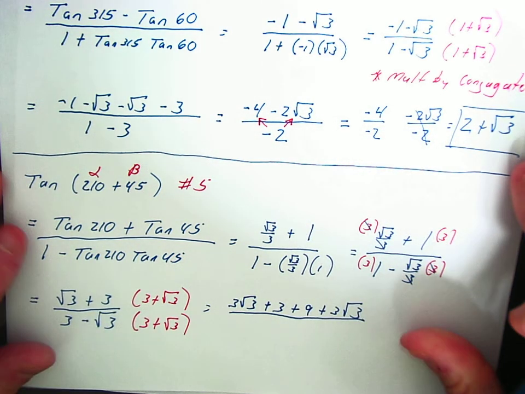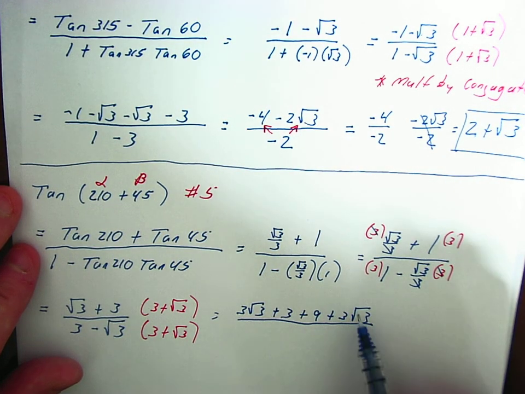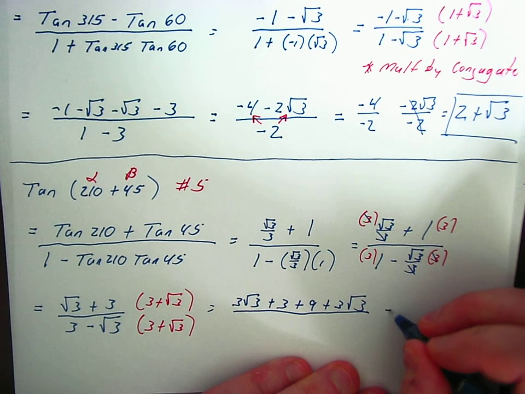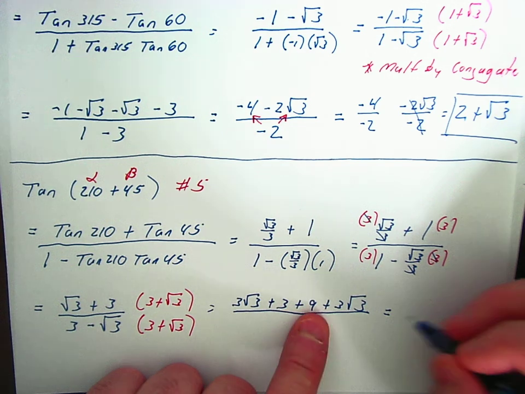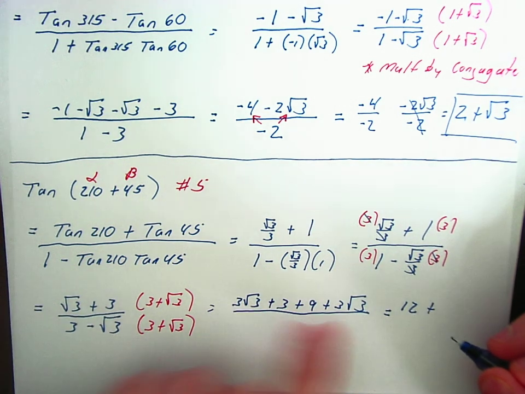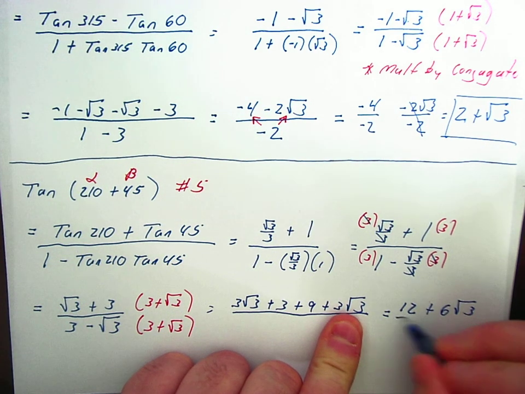So, just like the last problem, you had 4 terms. 2 of them are radicals, 2 of them are numbers. You combine like terms, nothing is going to cancel though. So, I'm going to have 3 plus 9 is 12. And then 3 the square root of 3 plus 3 the square root of 3 is 6 the square root of 3, and that's your top.